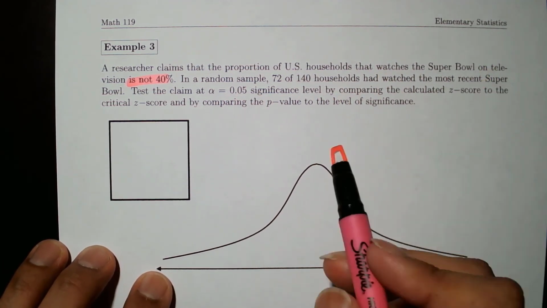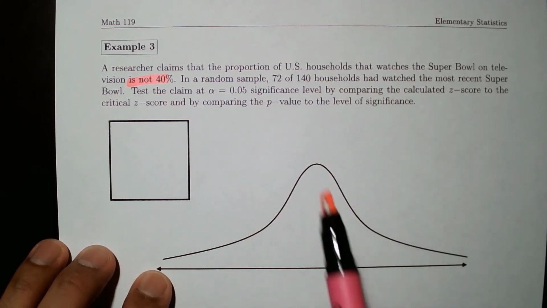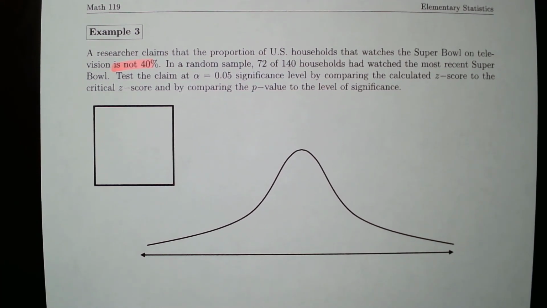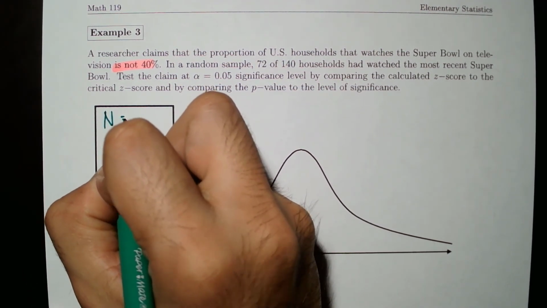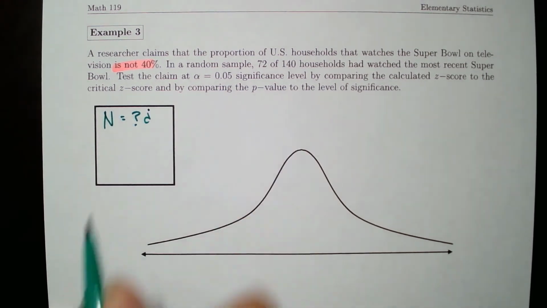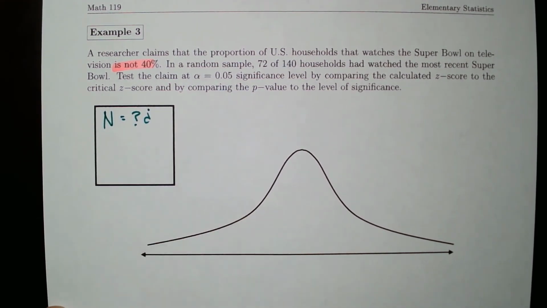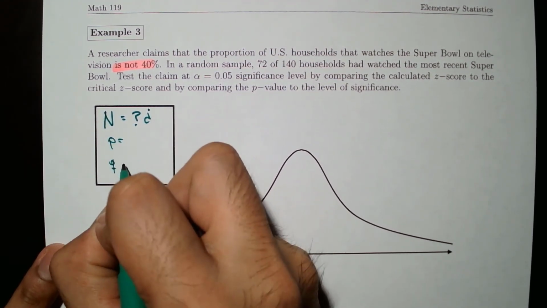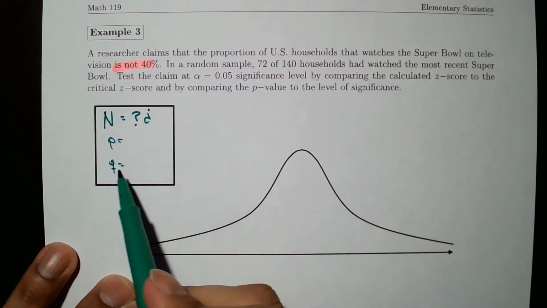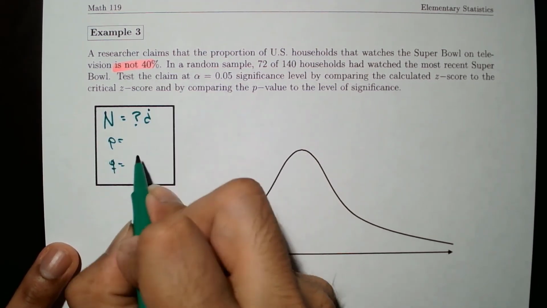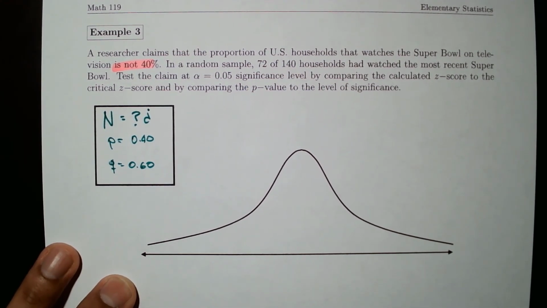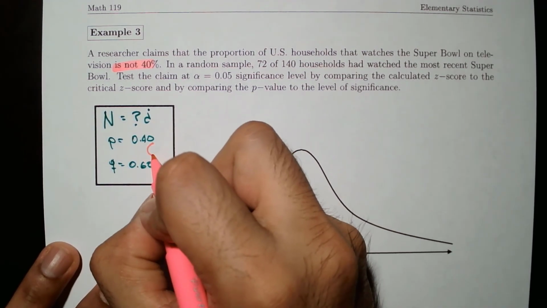Again, the usual: compare the Z-score to the critical Z-score, and the p-value with the level of significance. Same song here. All right. So, number one, population. We don't know and we don't care. But we still need to state that. P and Q, the probability of success for the population and its complement, in this case 40%, that's 0.40, and 0.60. What are we going to do? Well, take a sample.